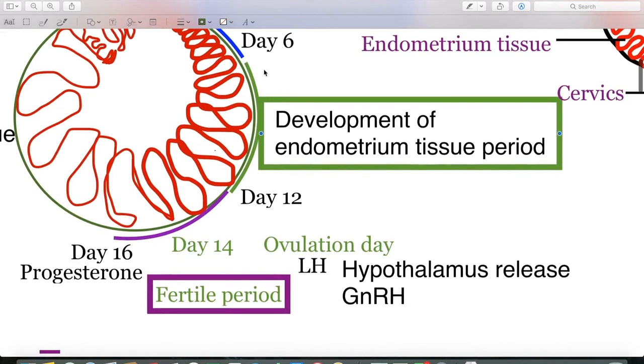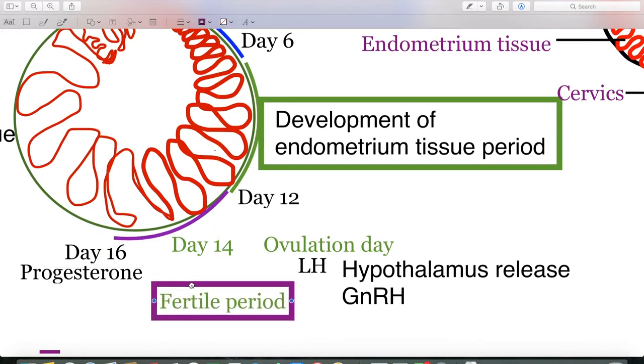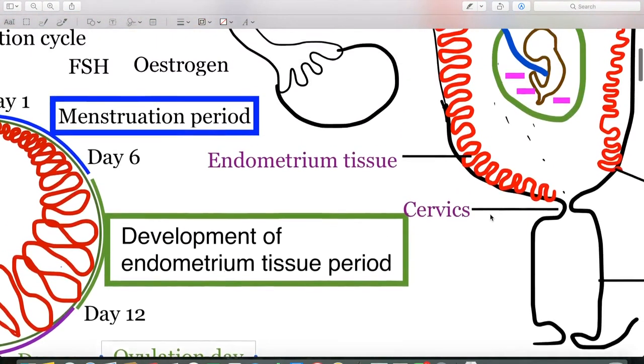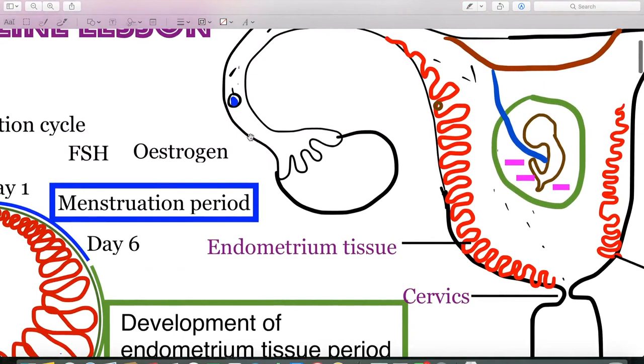That is day 6 until day 12, and then after that you have day 12 until day 16. What happens during these days? Day 12 until day 16 is known as the fertile period. What do you mean by fertile period? During this time, ovulation happens. Ovulation day is the time when the egg containing the secondary oocyte will be released into the fallopian tube.